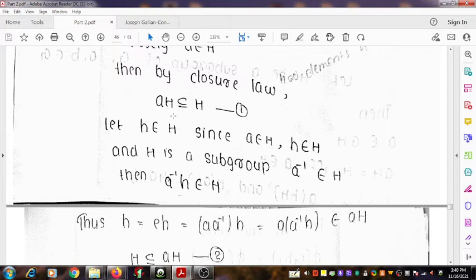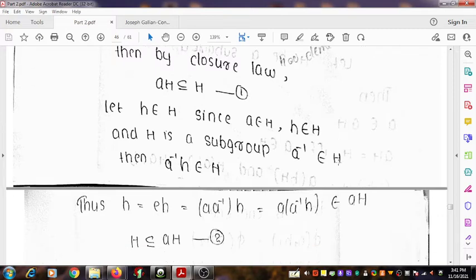Okay, and so next let us take an element of H. Let small h be an element of H. Since A is an element of H and H is a subgroup, H acts as a group, so A inverse is an element of H. And this shows that A inverse into h is also an element of H. Thus A inverse into h is an element of H.